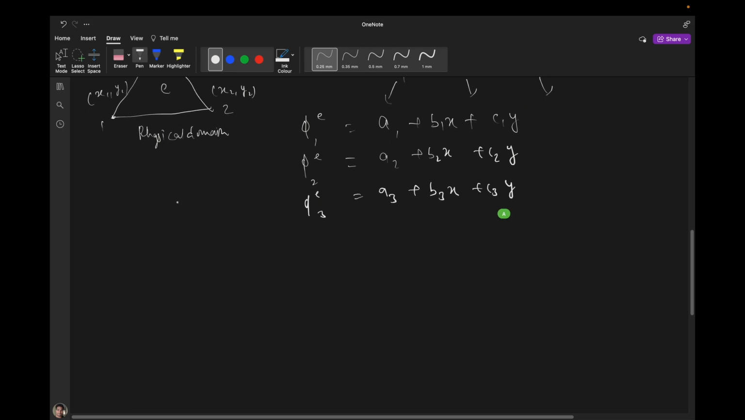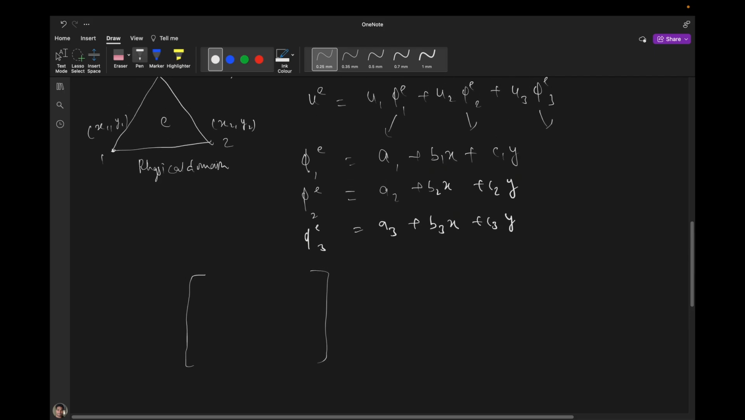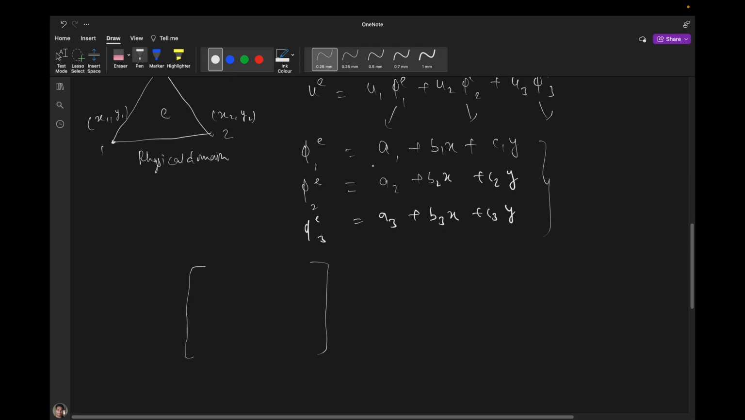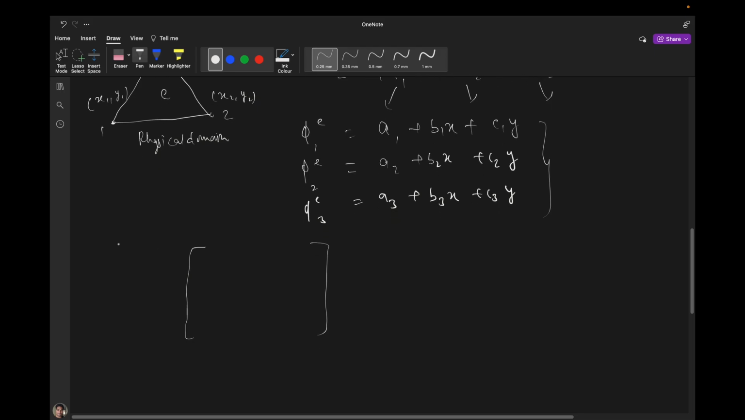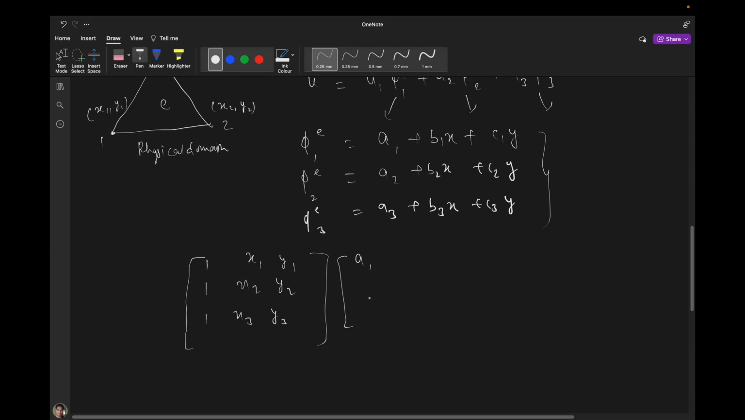So in the previous lecture we saw that we can directly write like this when you substitute, and we can see that we have how many equations? We have a total of 9 equations and 9 variables. So if we convert it into a matrix, then we can write 1 x1 y1, 1 x2 y2, 1 x3 y3, and here a1 b1 c1, a2 b2 c2 and a3 b3 c3, and here it is an identity matrix.